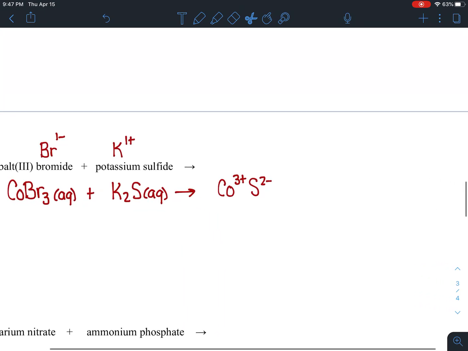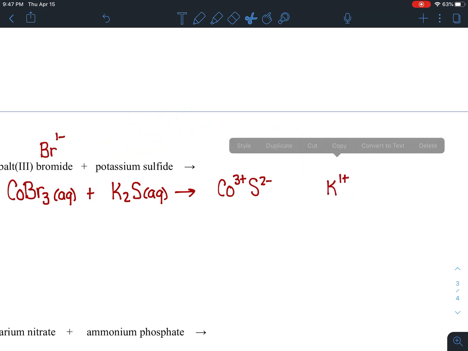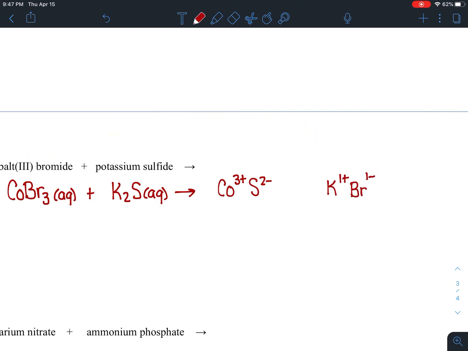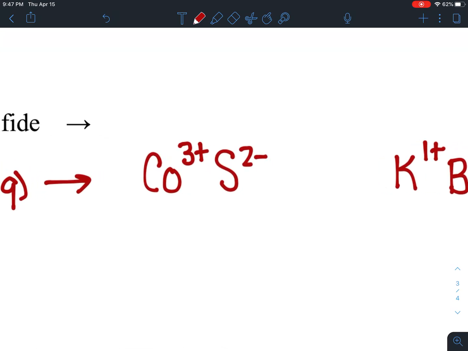And then the only other two that are left over are potassium and bromide. Again, the rule is potassium, because it's the cation, goes first, and then bromide, because it's the anion, is listed second. And then from there, I'm going to go ahead and write out what my actual compounds are.